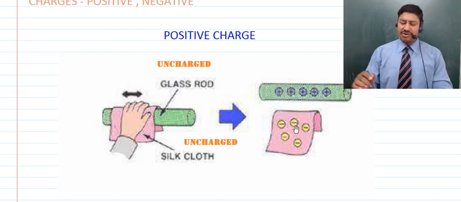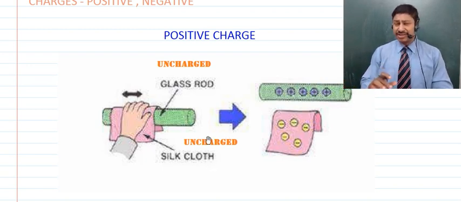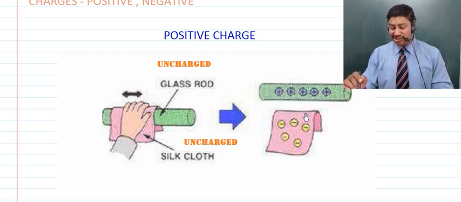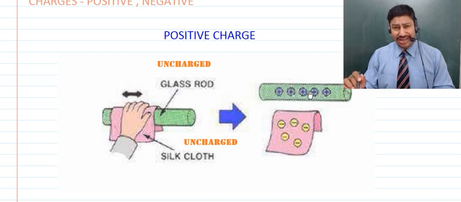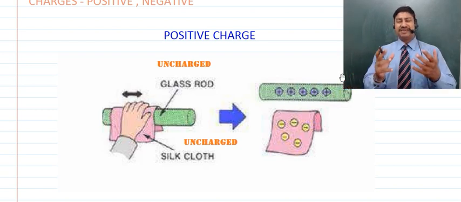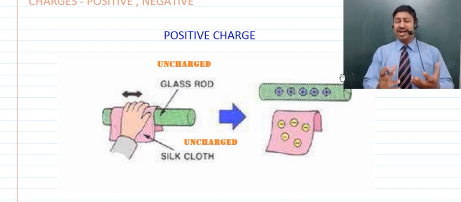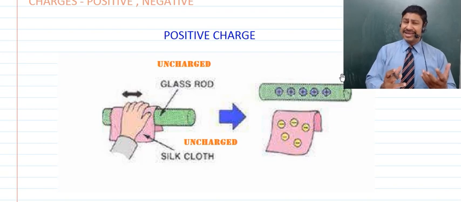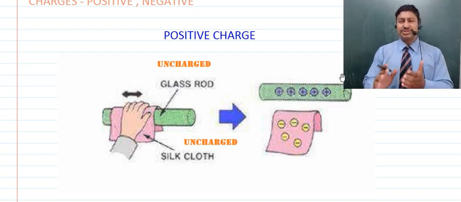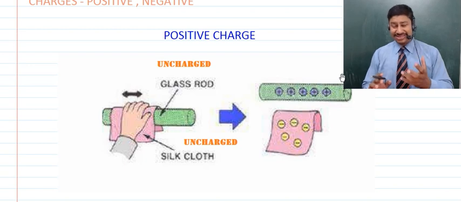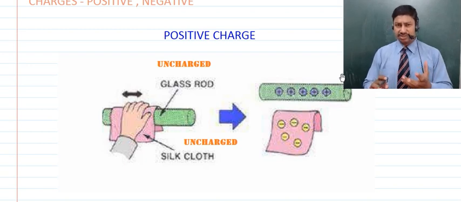Now, children, after this we have this observation that the type of charge which developed in the glass rod is said to be the positive charge. So this is the basic definition of a positive charge: the charge which developed in a glass rod after it was rubbed with silk is known as the positive charge. That is how we recognize a positive charge.